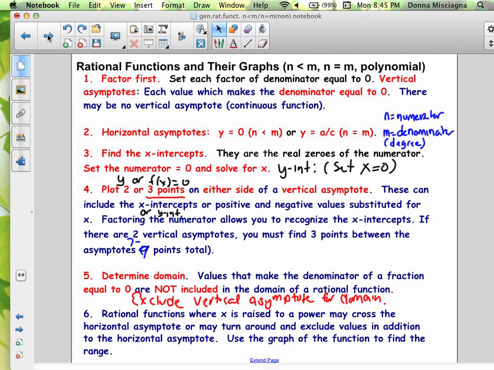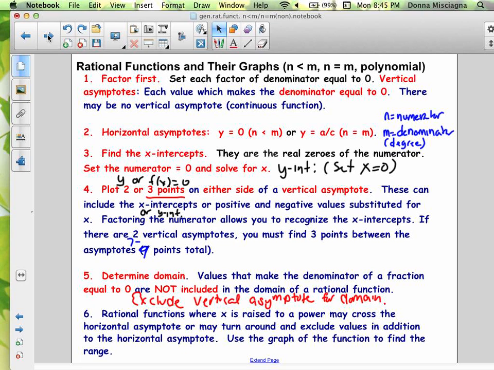Right, so we're going to go through all the steps again, and really the only thing that's different is we're going to have to factor first, and our graphs might be slightly more complicated, and just slightly. We're going to determine the domain. Values that make the denominator of a fraction equal to 0 are not included in the domain of a rational function. So you're going to exclude vertical asymptotes from the domain. Everything else is fine, but you're going to exclude the vertical asymptotes.